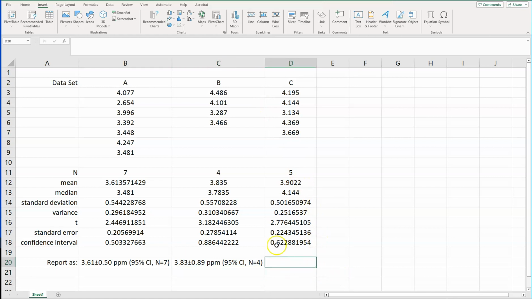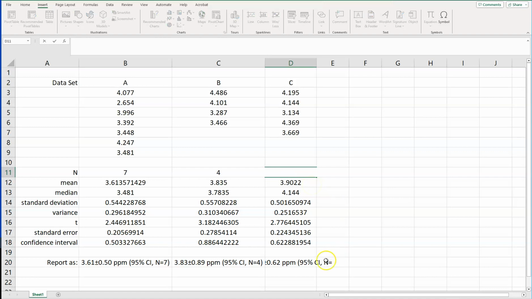Finally, let's do this one. I'm going to round the confidence interval off to 2 places, so it's going to be 0.62. So I'm going to take the mean out to the hundredths place. It's going to be 3.90 plus or minus 0.62 parts per million or whatever units the data is in. I'm going to say 95% confidence interval with n equals 5.